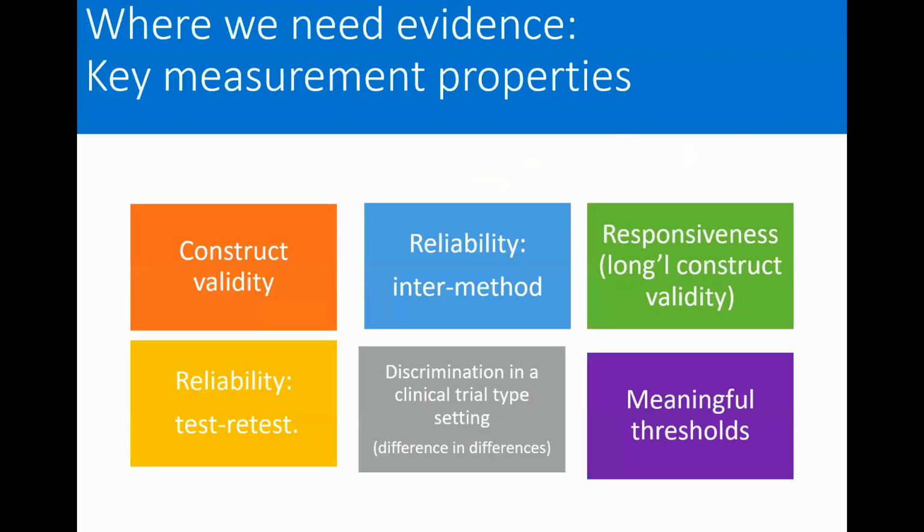And when we think about the key measurement properties, these are the key measurement properties in the filter. So we have our construct or hypothesis testing validity, inter-method reliability, which might be between raters or between machines, responsiveness, longitudinal construct validity, reliability test retest, discrimination in a clinical trial setting, and then documenting some meaningful thresholds, be they change or states, like a patient acceptable symptom state or a remission state.